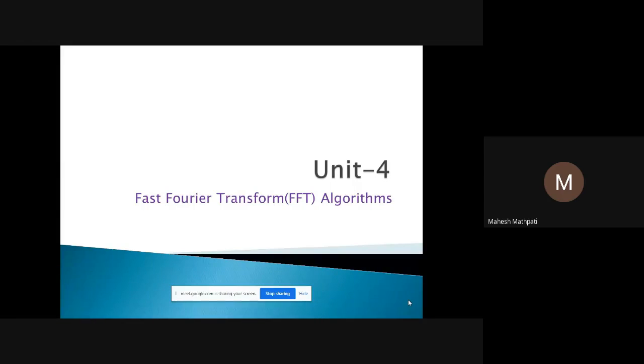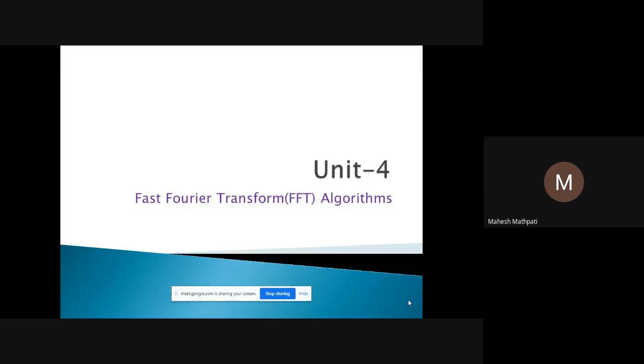So before going to start with the actual syllabus of this fast Fourier transform, first we will understand what the drawbacks of the DFT are, or what difficulties we have faced with the DFT calculations. Normally we know that DFT is used for filtering operations, and there we require less computations.